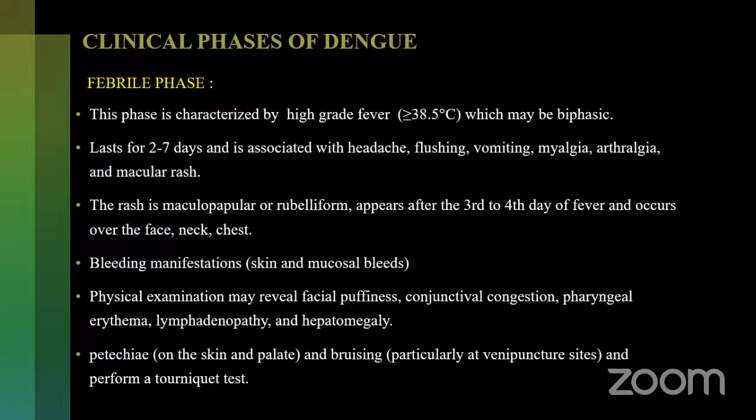On physical examination, during this phase, patients can have facial puffiness, conjunctival congestion, pharyngeal erythema, or they can present with lymphadenopathy and hepatomegaly. Presence of petechiae and bruising, particularly from the venipuncture sites because of the thrombocytopenia that occurs, can be seen in this phase. So therefore, it is essential to also perform a tourniquet test.